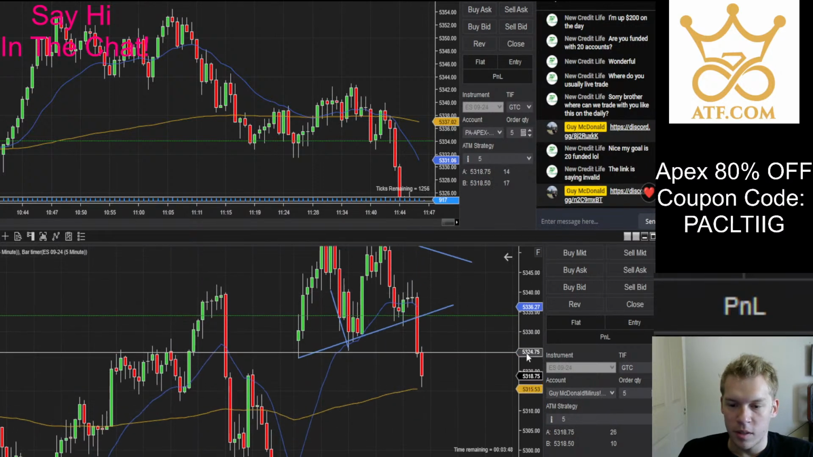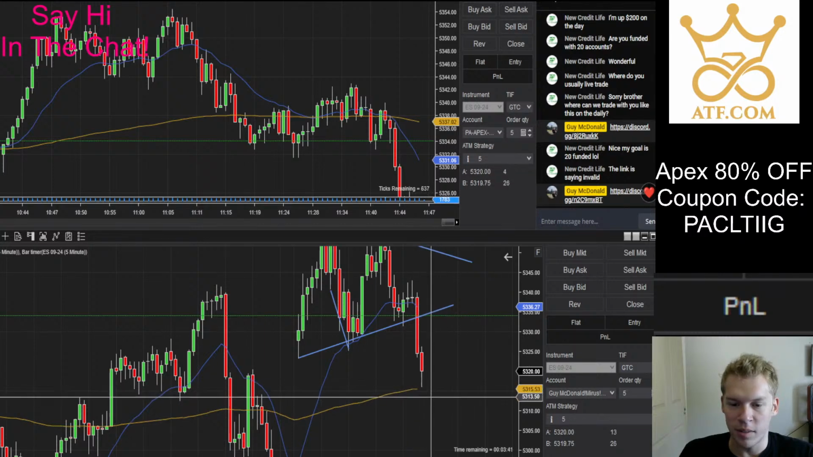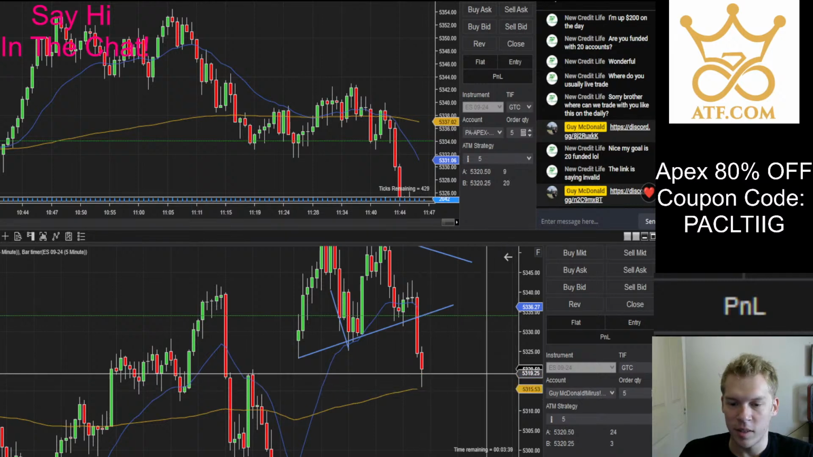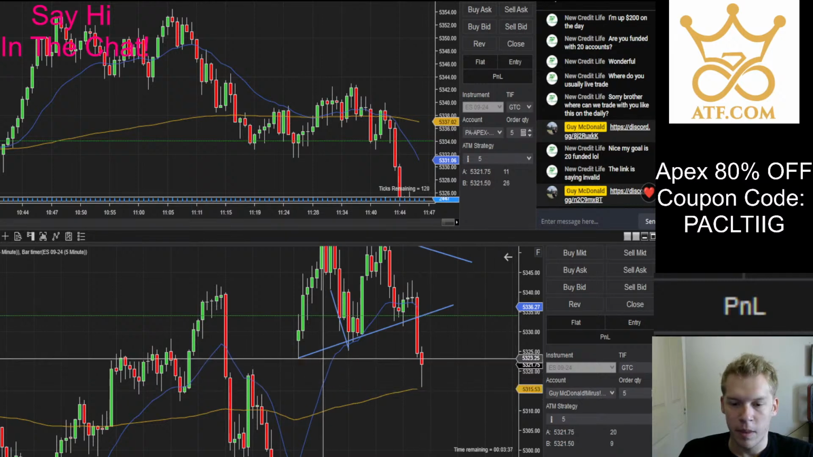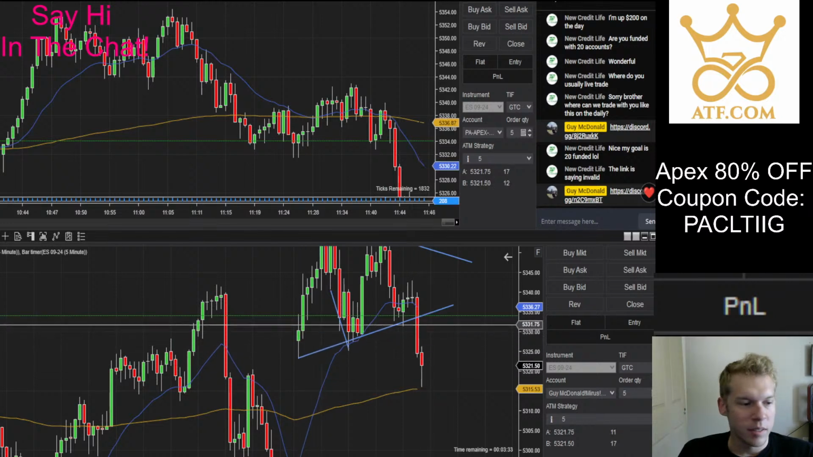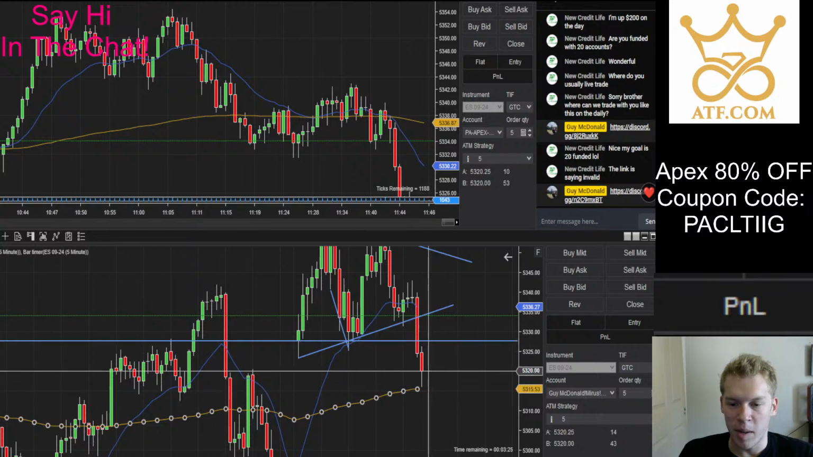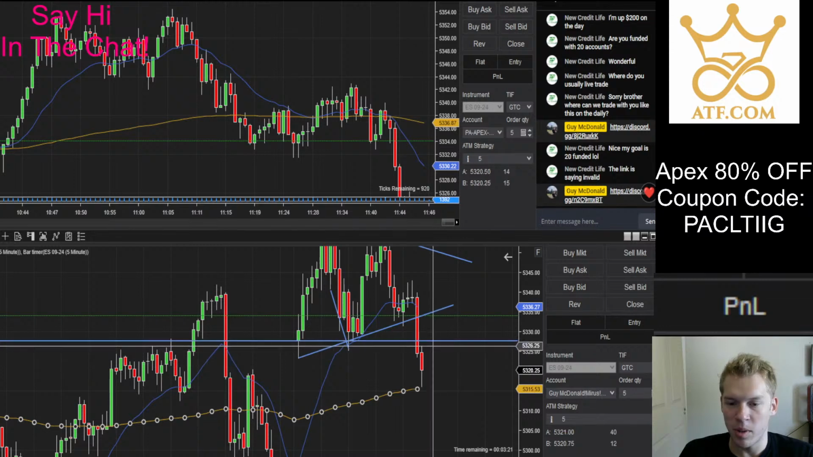Notice how it's touching the 200 moving average there, bouncing off of it. You'll see that a lot. Now that we're below the open of the day, price will probably start respecting the open of the day. So if it comes back up, you'll probably start to see some tails form around the open of the day.